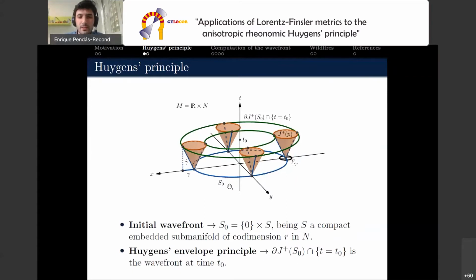This idea is represented here. If the wave started at a single point, P, then its propagation would be given by the causal future of P. Now suppose we have an initial wavefront of this form, S_0 being a compact embedded submanifold of codimension r in N. Then Huygens' principle tells us that each point of the initial wavefront behaves as a source in itself. So the wavefront at time t_0 is going to be given by the envelope of all these secondary waves at time t_0. And this is the boundary of the causal future of the initial wavefront when intersected with the slice at constant time t_0. So we will know how the wave propagates by finding this boundary.